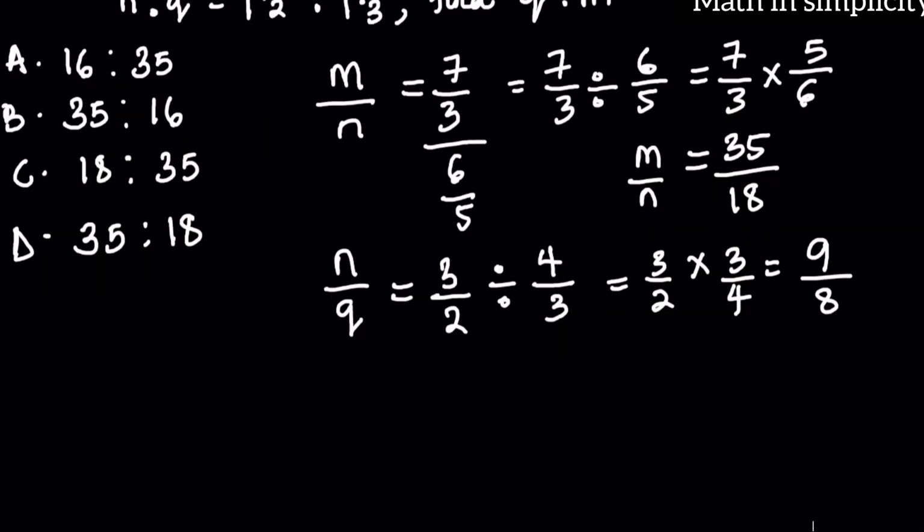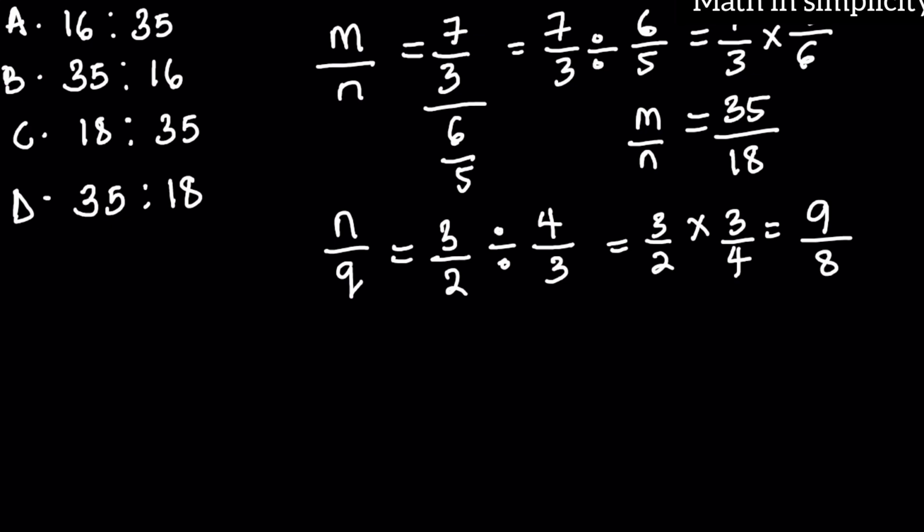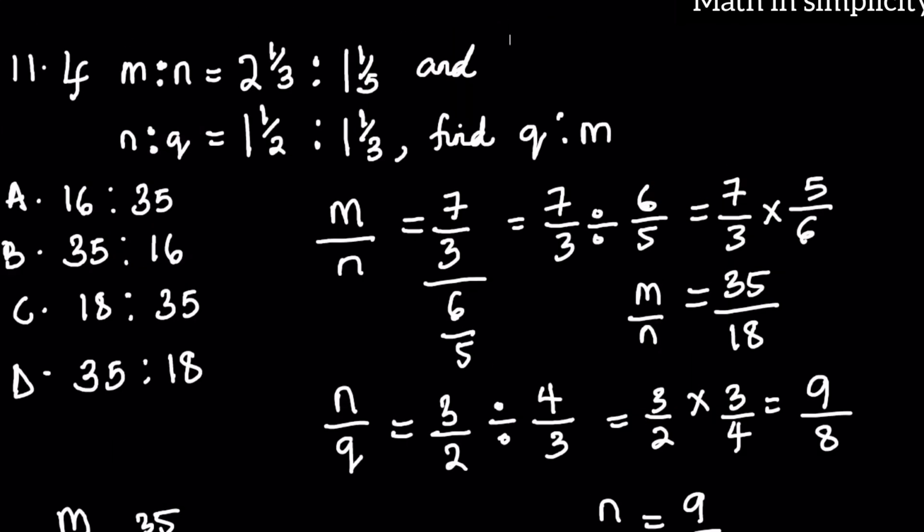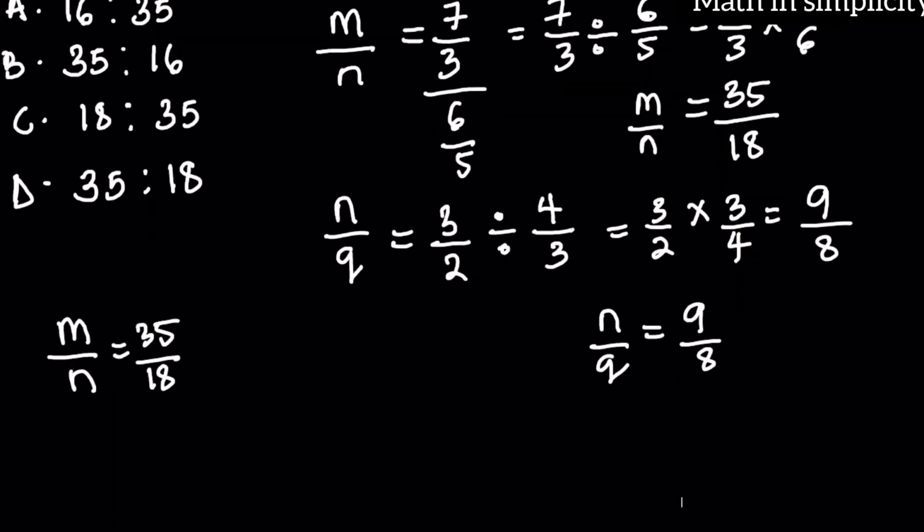So what do we have now? We have that m over n is 35 over 18, and we also have that n over q is equal to 9 over 8. However, what are we looking for in the question? We're looking for q is to m, so we have to make q and m the subject in both cases. So let's make m the subject, so we can just cross multiply.